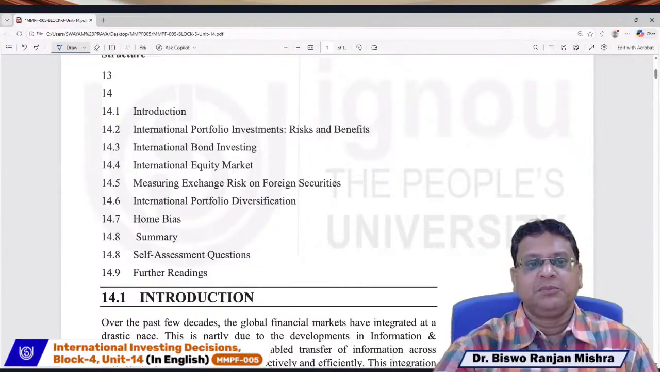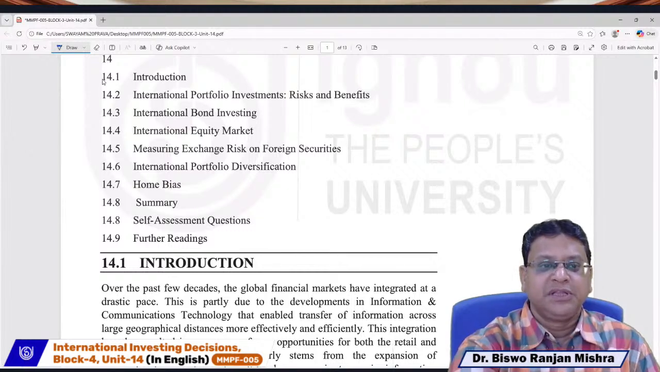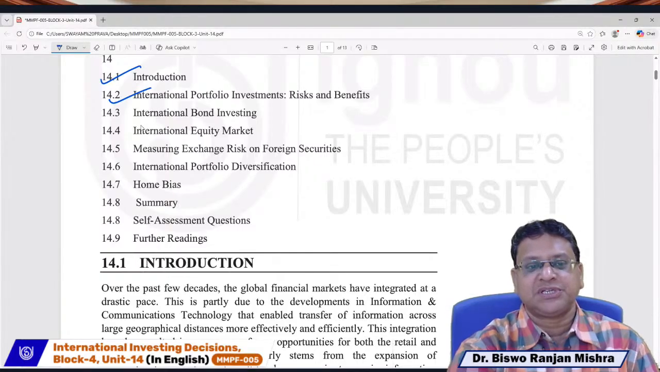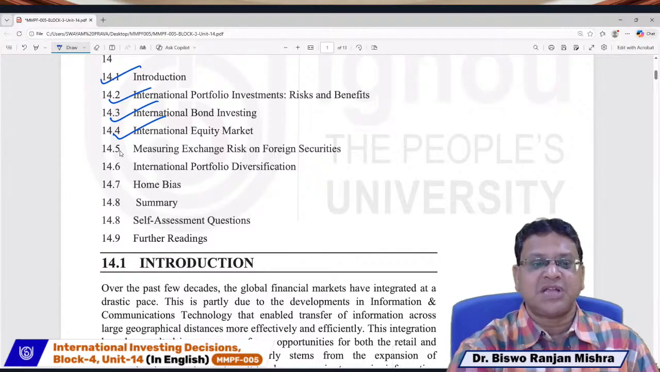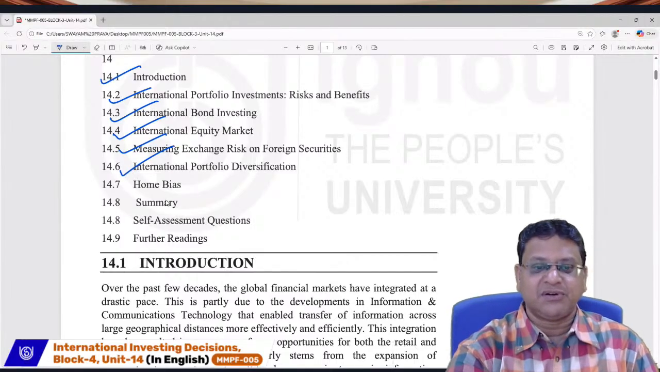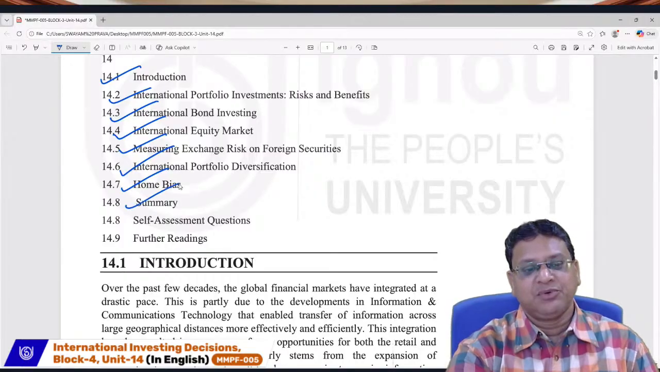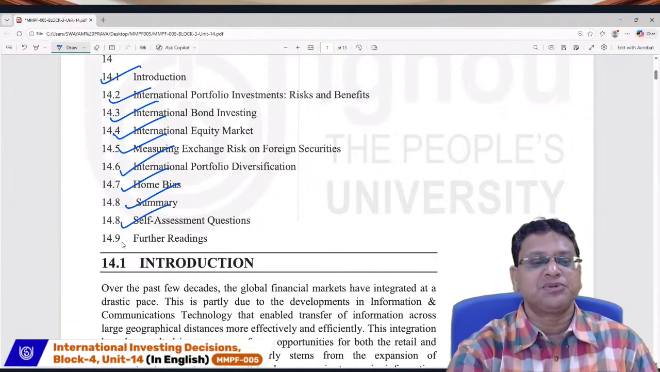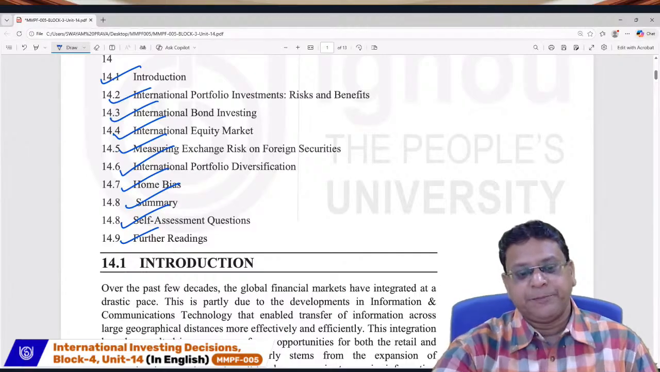First, let me tell what will be the structure of my discussion today. First, I will give an introduction to the chapter. Then we will discuss international portfolio investment, what are the benefits and the risk associated with it. Then we will discuss international bond investing. Next, we will discuss international equity investment. Next, we will discuss how to measure exchange rate risk on foreign security. Next, we will discuss international portfolio diversification. We will discuss the concept called home bias, and we will summarize our discussion, with some self-assessment questions and further reading materials. This will be the structure of my discussion today.